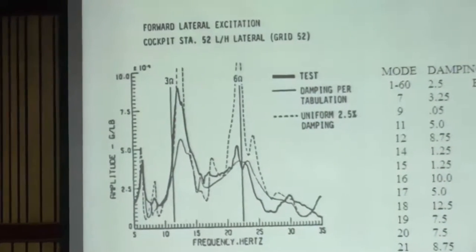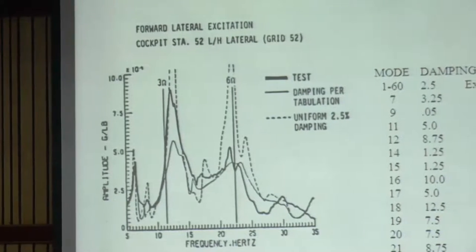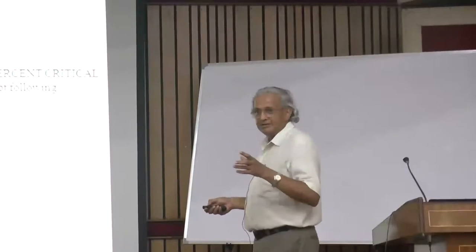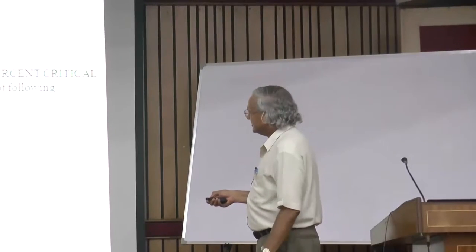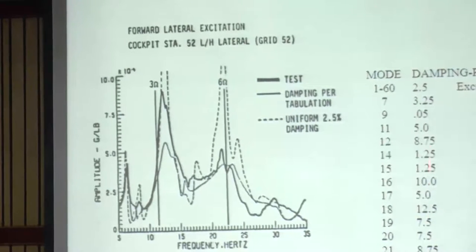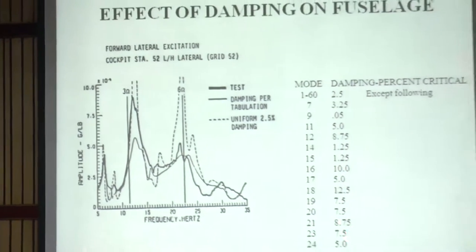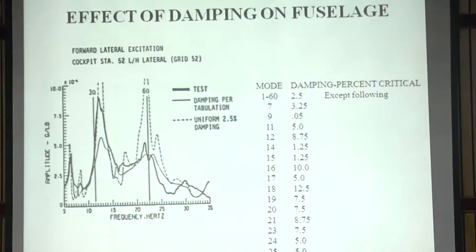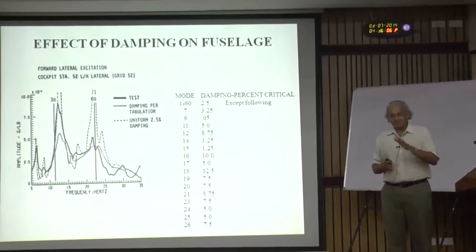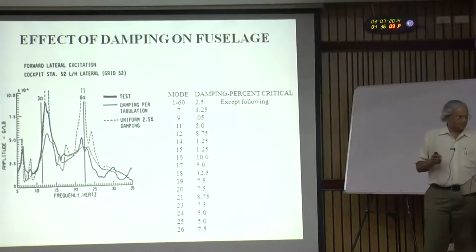So you have some damping. Theoretically, I have to put a damping in my structure. I have to add some damping. But it is not uniform everywhere. If you see different frequencies, the level of damping varies. This is an experimental measurement. Now, how do I take this into account? How do I get a better representation of the actual fuselage in my analysis so that my vibration prediction is at least reasonable? This is still a challenging problem.